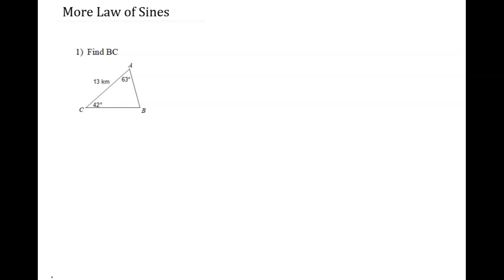Okay, the first one we're finding a missing side. So if we look here, we're looking for BC, so let's call that x. So we have 63 degrees and x, and now we need another pair. The only side we have is 13, and we have no way to find the other. So we're going to need angle B.